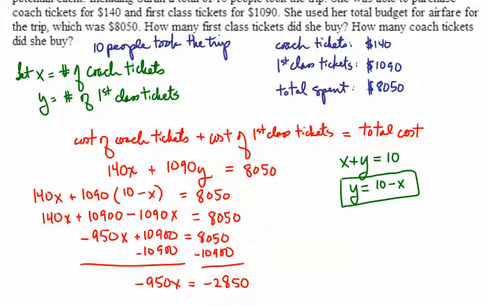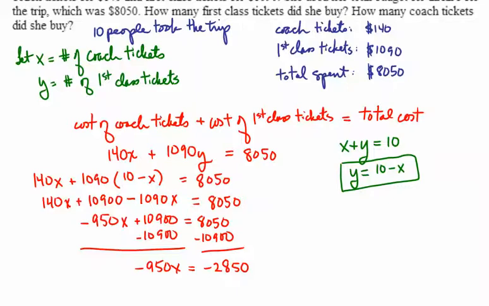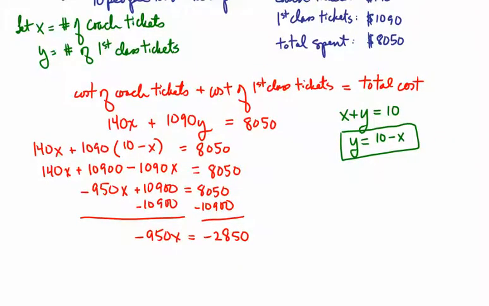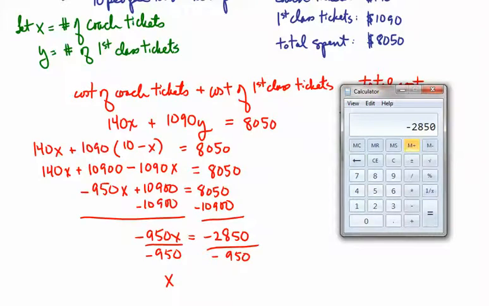So at this point, all I would need to do is divide both sides by negative 950. And so, divide by negative 950, negative 950. And once again, I'll use my calculator so I don't make a mistake. I have negative 2850 divided by, and let's see if it'll take the negative there. No. So this calculator is not very good. I am going to start over, and instead I'm just going to simply divide 2850.